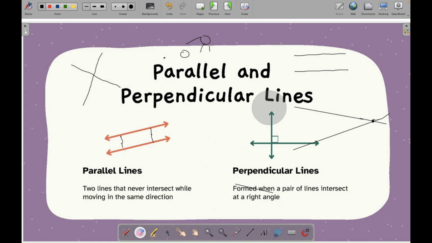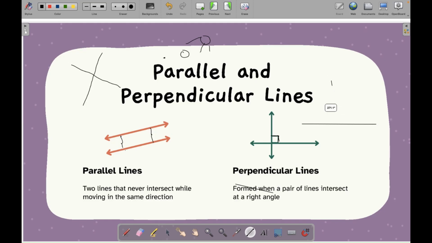Then we have perpendicular lines. Perpendicular lines are a special case of intersection wherein the angle formed is 90 degrees. This is the angle formed when two lines intersect at a right angle. So this is known as perpendicular lines. If I have a horizontal line and I draw a vertical line, it will form a right angle like this. Then we say the two lines are perpendicular to each other. Okay.